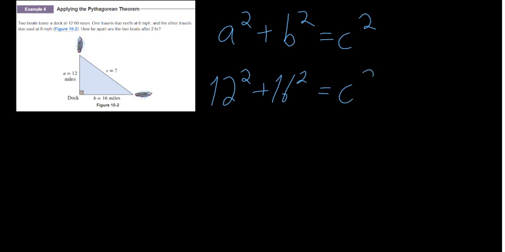Now again, it doesn't matter which leg is which. I could have just as well interchanged these to be 16 squared plus 12 squared. But addition is commutative, so again, it does not matter which side was which.